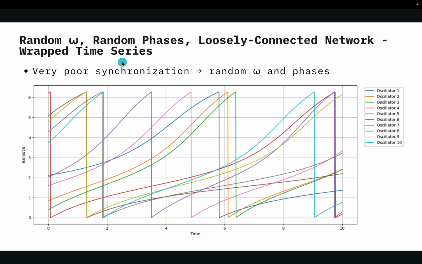And this is the most random we can get. We have random omega, random phase, plus a loosely connected network on top of that, the wrapped time series. So it's complete chaos, complete mess, very poor synchronization.